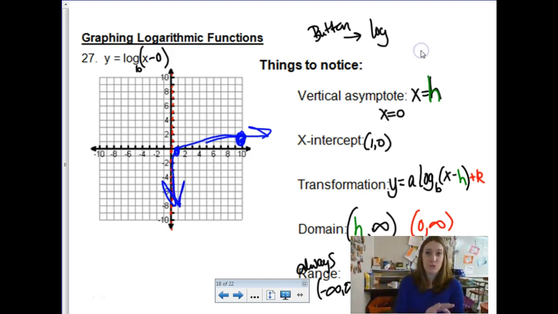So when I am grading your graph, I'm going to be looking for you to highlight the vertical asymptote and locate it, and then plot a couple of points, and then just the general shape. As long as you're close, we're going to call it good.